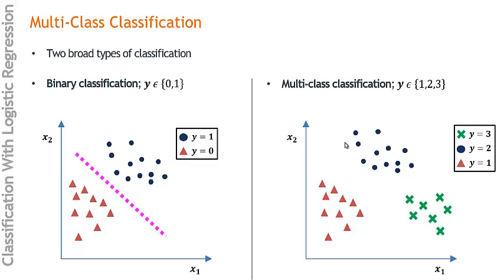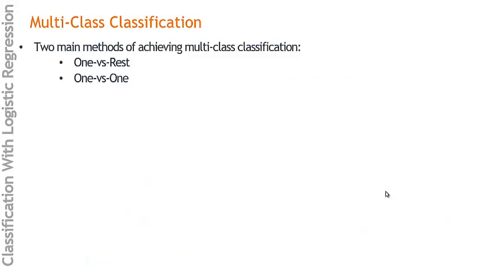In this case, it's not so clear. Where do you draw the line? Of course, you could draw one line to separate this class from these two, or this one from these two. So we'll see how to create separating boundaries in the multi-class case. As I mentioned, there's two basic approaches, one versus rest or one versus one.